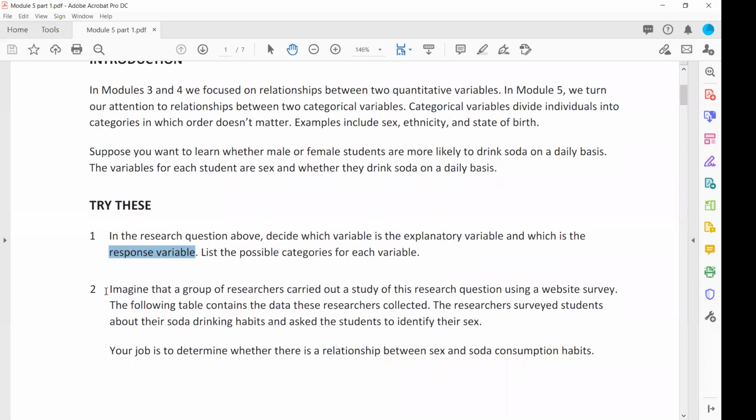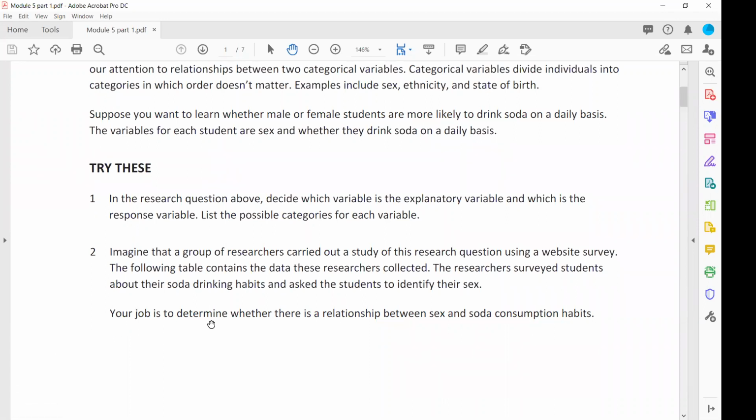2. Imagine that a group of researchers carried out a study of this research question using a website survey. The following table contains the data these researchers collected. The researchers surveyed students about their soda drinking habits and asked the students to identify their sex. Your job is to determine whether there is a relationship between sex and soda consumption habits.